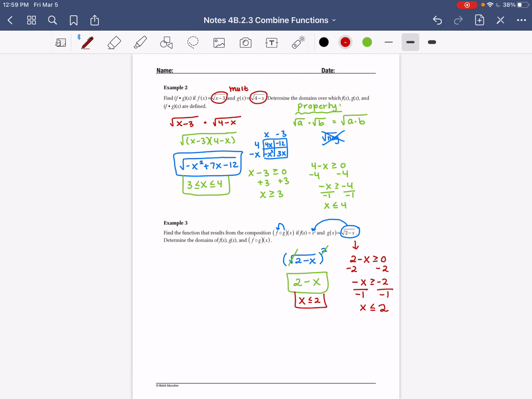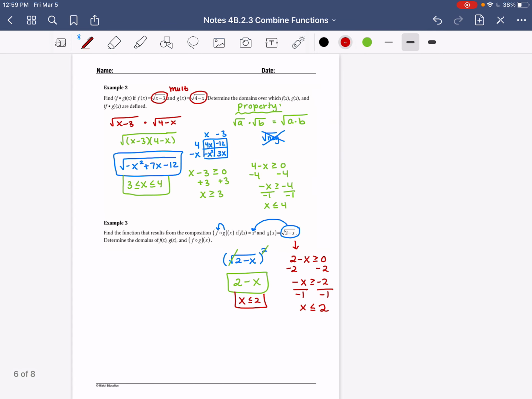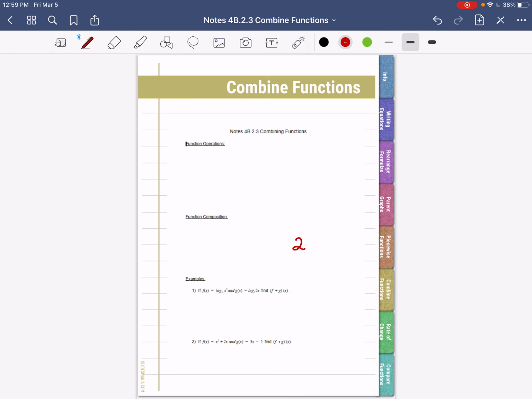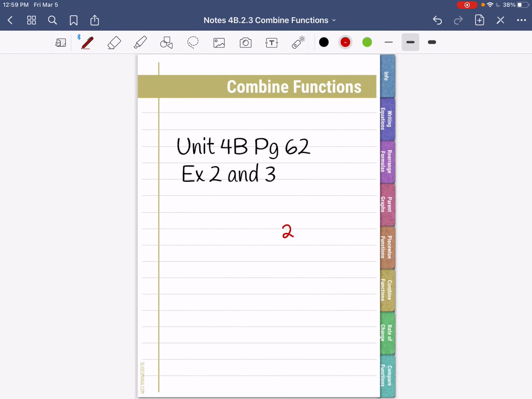All right, these notes are going to go in your digital notebook. I already forgot which slides, 20 through 22. So here's slide 20, slide 21 for example 1, and then 2 and 3 on slide 22, and then go do your homework.